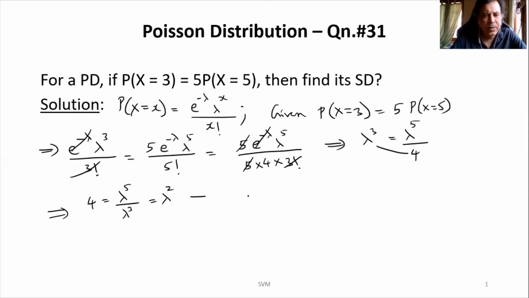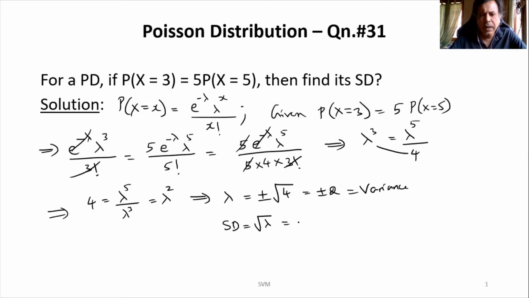When this is lambda square, then what is lambda? It means lambda is equal to plus or minus square root of 4, which is plus or minus 2. This is our lambda. Now we know lambda will be the mean as well as the variance. So I can call this as variance. Then what will be your standard deviation? Standard deviation is square root of lambda.